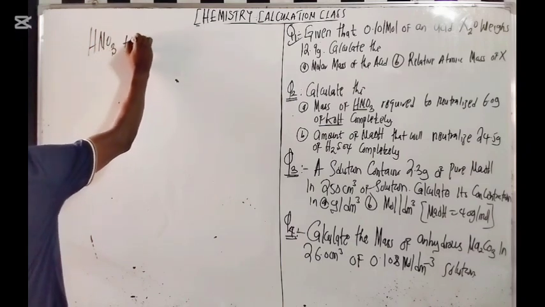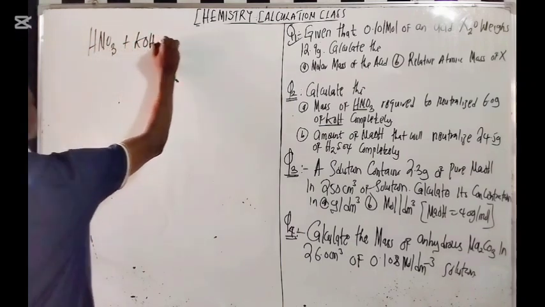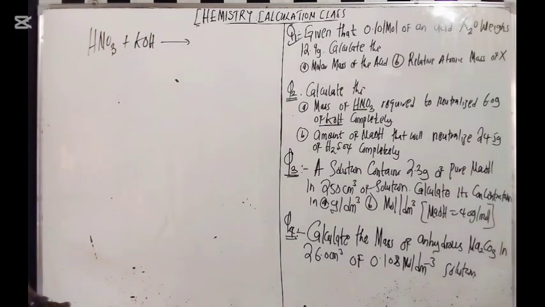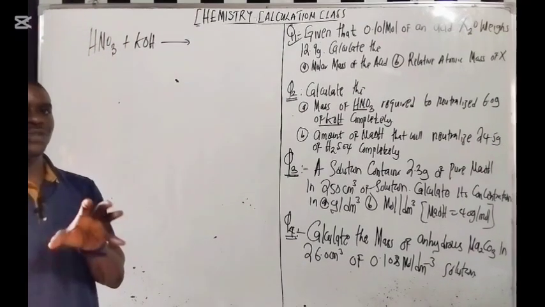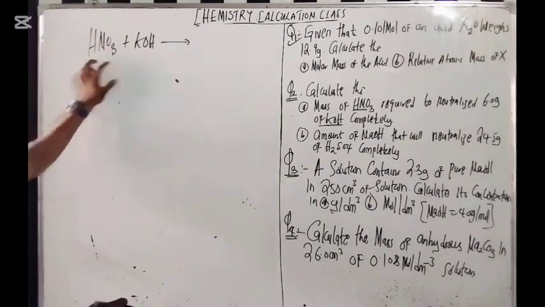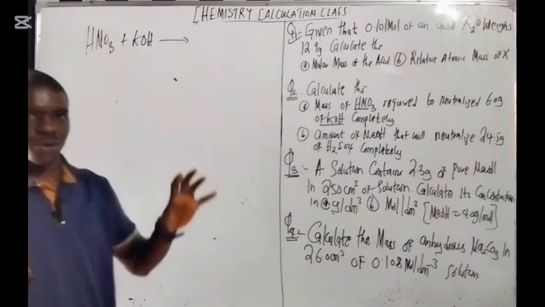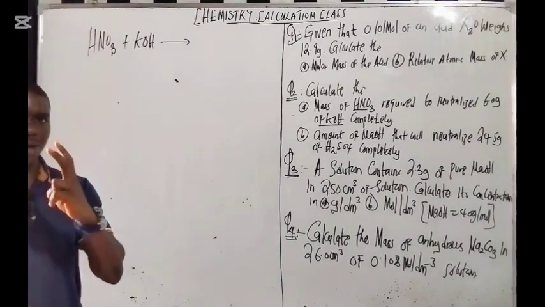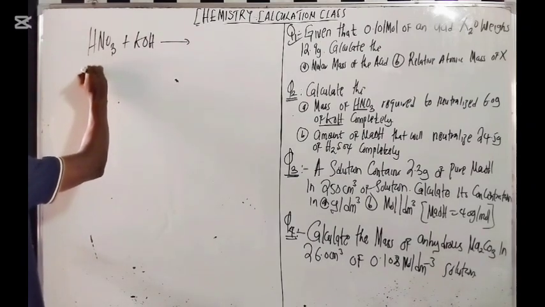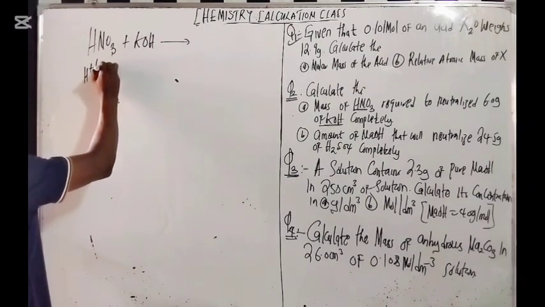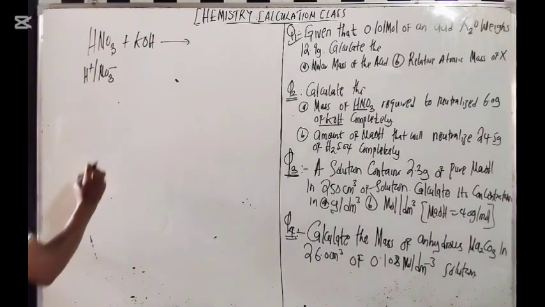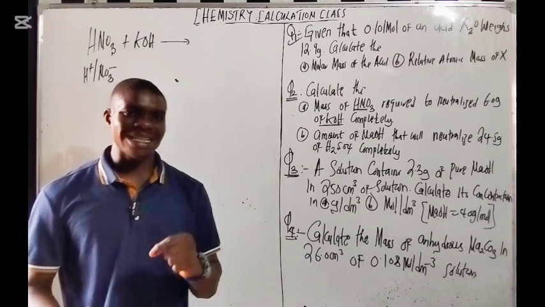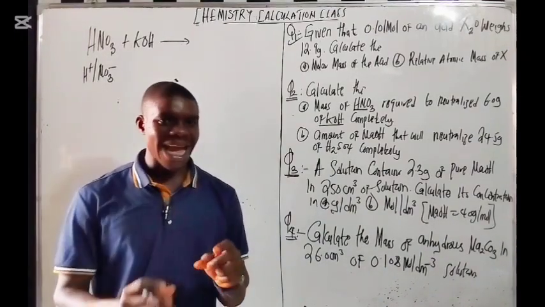HNO3 reacts with KOH. What will be the product of the reaction? To write the product, you have to split this into the different ions. This one contains two ions: H+ and NO3-. That is why you need to understand how to write binary ionic compounds.